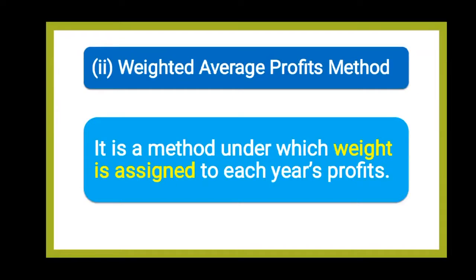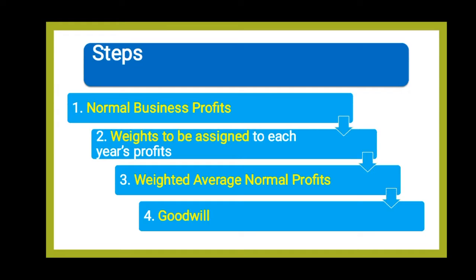This is the second part of the average profit method. It is the weighted average profit method, and under this, weights are assigned to each year's profits. The steps for calculation of weighted average profits are as follows. The first step is the same as we have already discussed, to calculate normal business profits, and the second step is weights to be assigned to each year's profits.